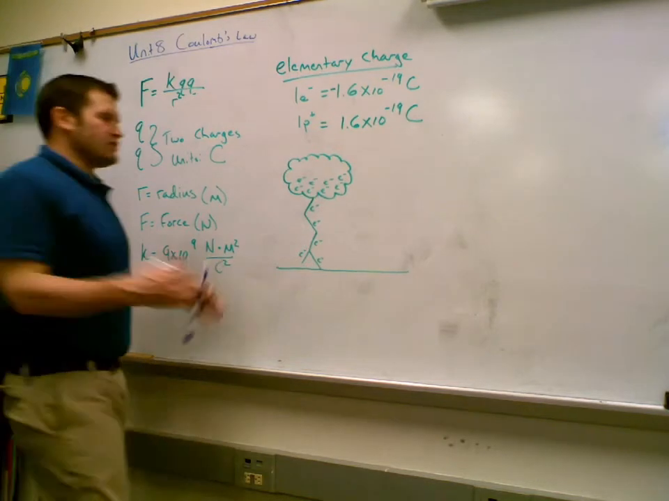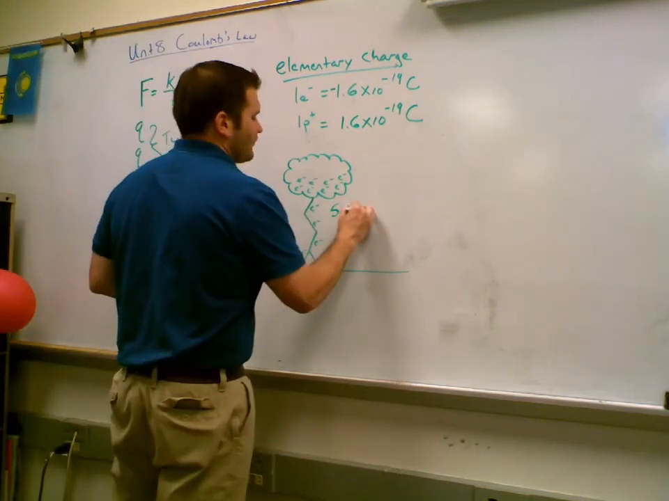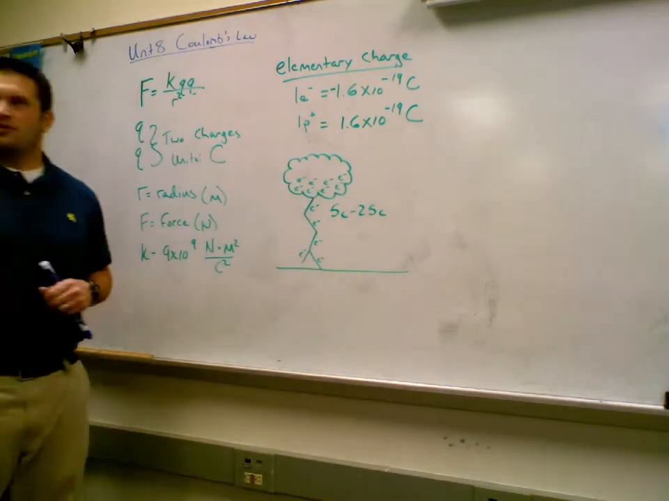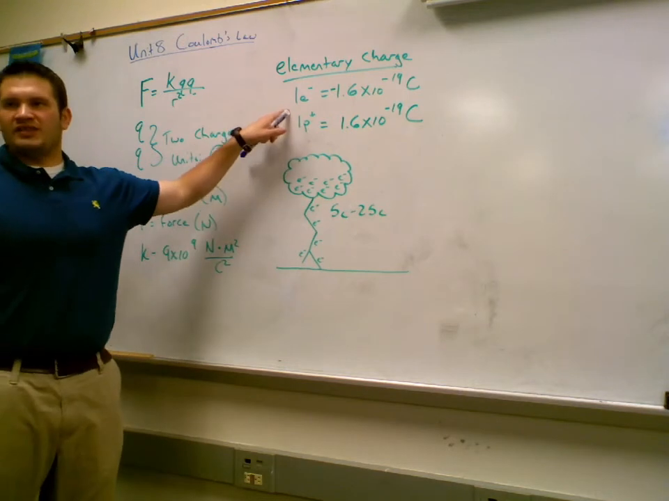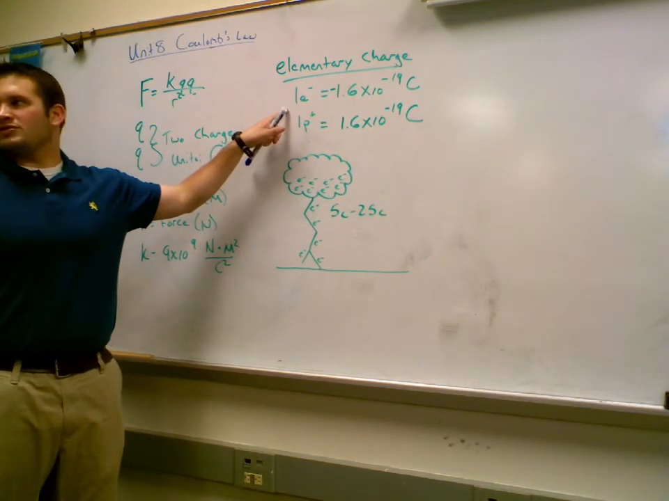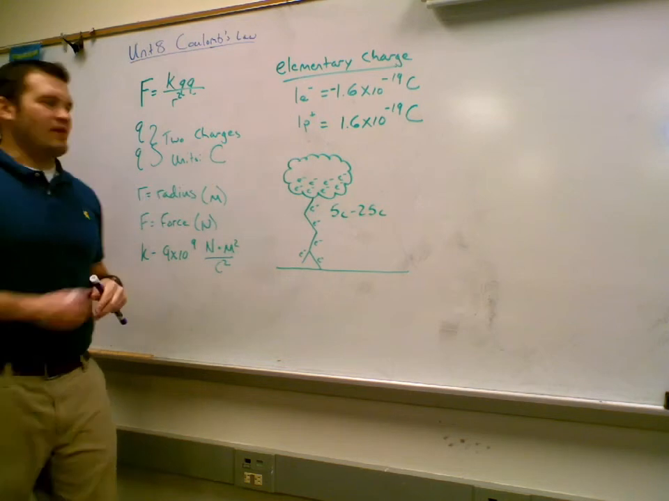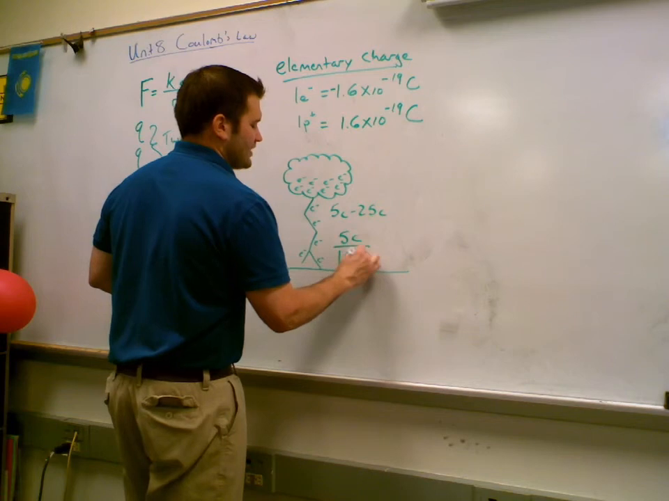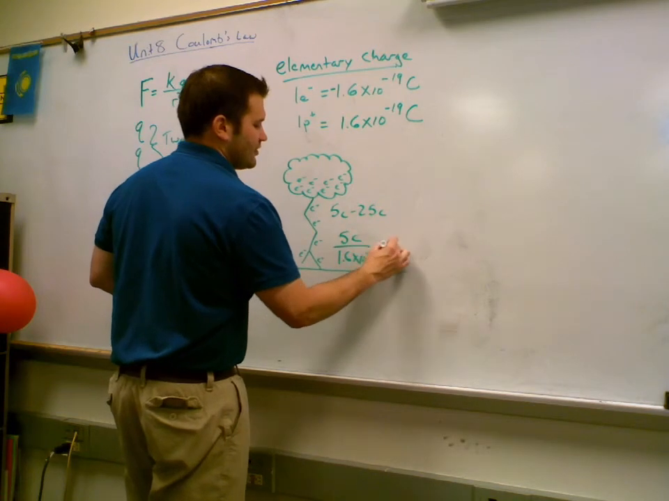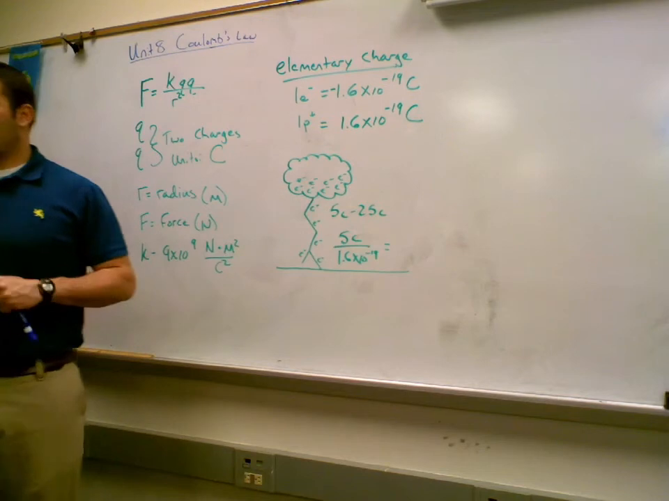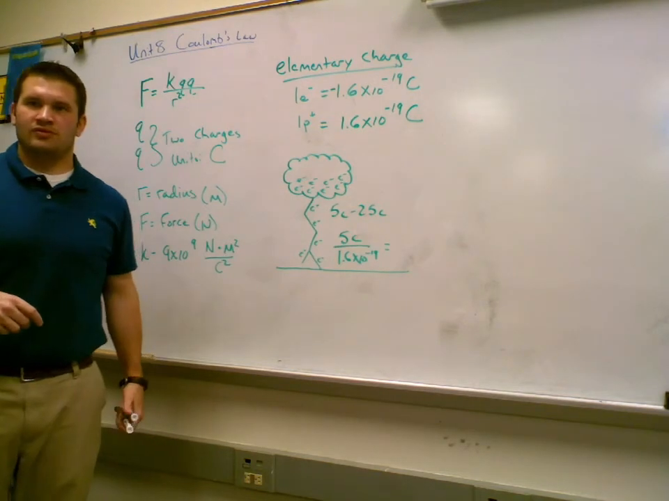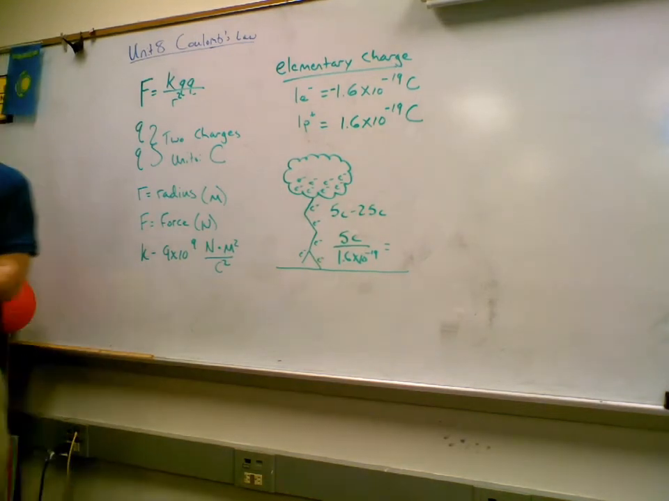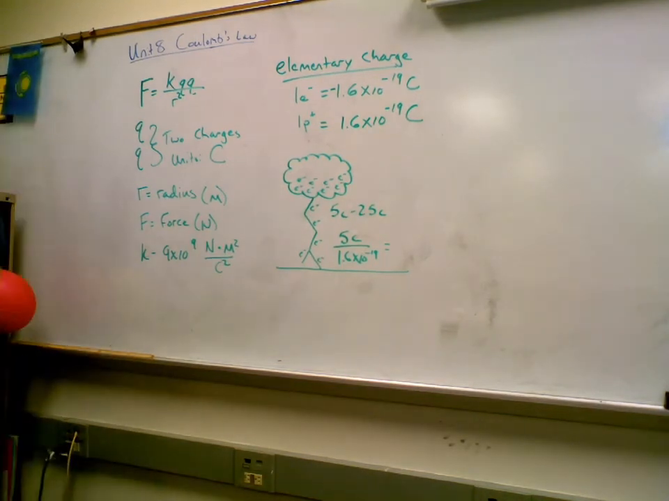The reason I bring it up is lightning strikes are between 5 to 25 coulombs. 1 electron is 1.6 times 10 to the negative 19 coulombs. So that means 5 coulombs of charge, we divide that by 1.6 times 10 to the negative 19. We get the number of electrons in a small lightning bolt. So you take out your calculators and do 5 divided by 1.6 times 10 to the negative 19, and that's how many electrons we have in a small bolt of lightning.